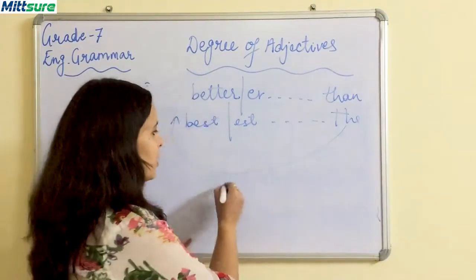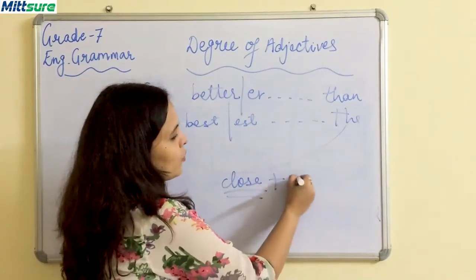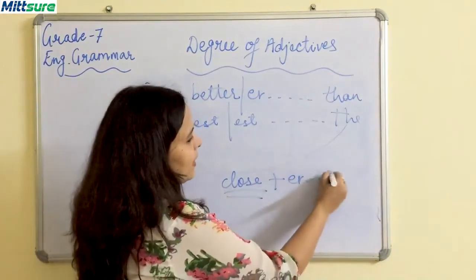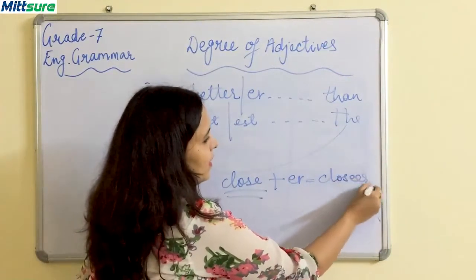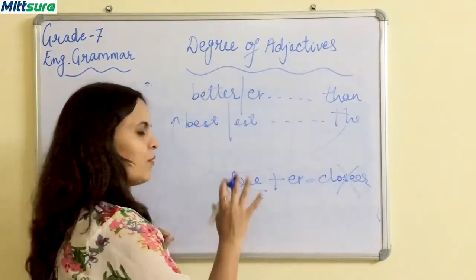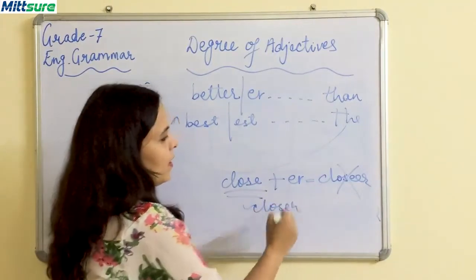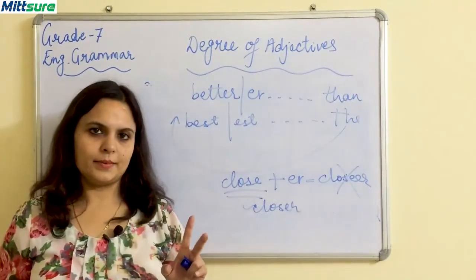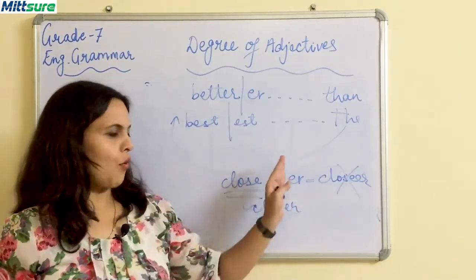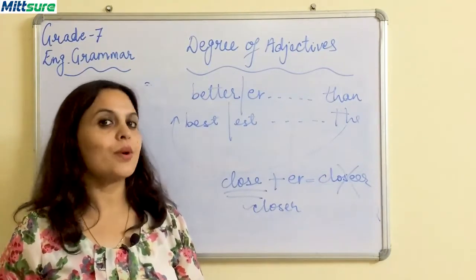The one thing you have to notice here is that you are using ER and EST, but with a word like close, in comparative you have to add ER. Will you frame the spelling like C-L-O-S-E-E-R? No, this will be a wrong use. The spelling will remain C-L-O-S-E-R. So there will be no double E here, just one single E. So omission of one E will take place in such words which end with E.